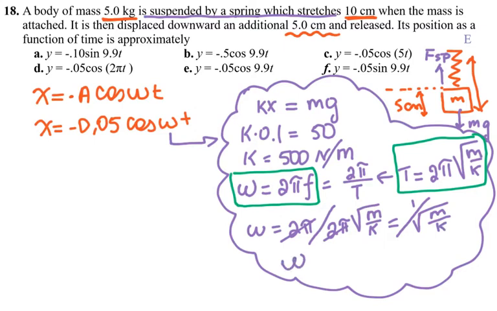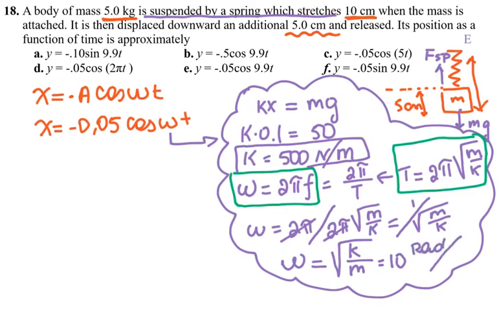Then omega is equal to, when you divide 1 over a fraction, it's the same as flipping over the fraction. So it's going to be the square root of k over m. And k is 500, I just found what k is equal to, and m is 5, so that gives me the square root of 100, which is 10, measured in radians per second. So I found what my omega is equal to.